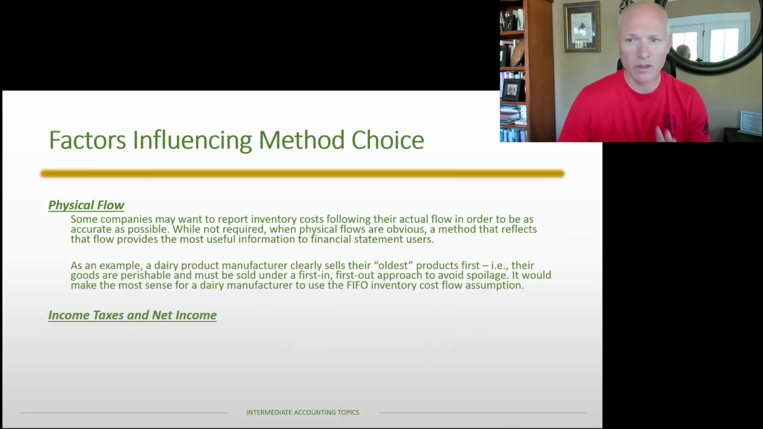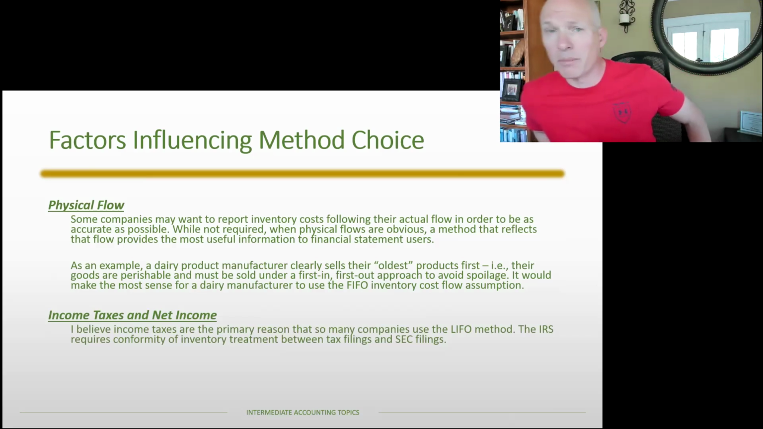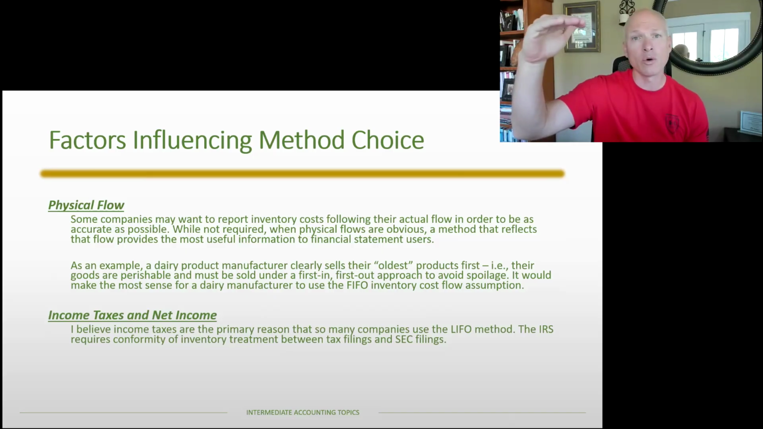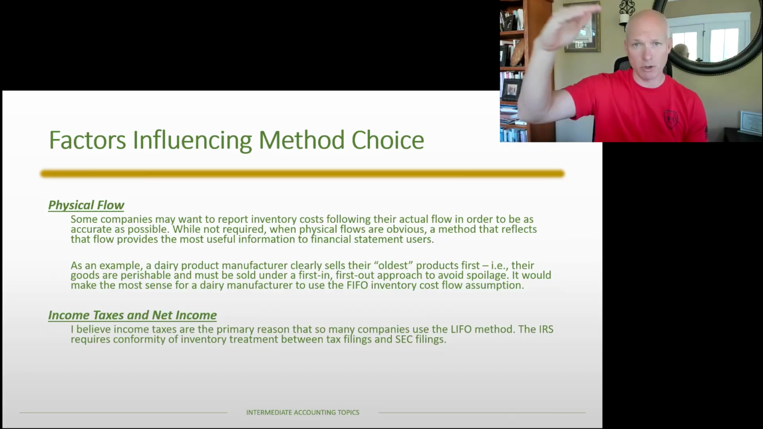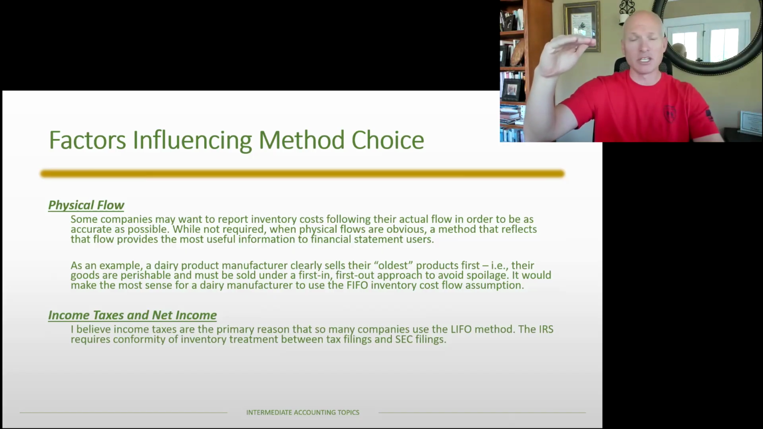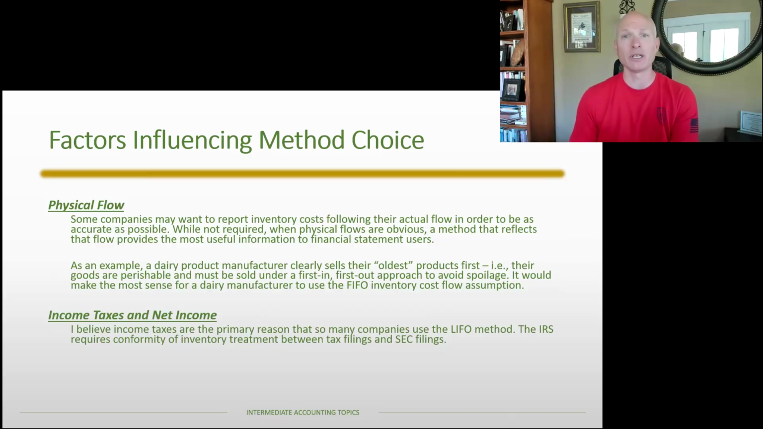But on the other side of that is that income taxes are a big factor here. If you think about LIFO, you're carrying higher costs on your income statement. So cost of goods sold is higher, which means gross profit is lower. Operating expenses are all going to be the same. So when you get to pre-tax or taxable income under LIFO, that taxable income is going to be lower. Gross profit is lower, taxable income is going to be lower, which means you're going to pay less in taxes.